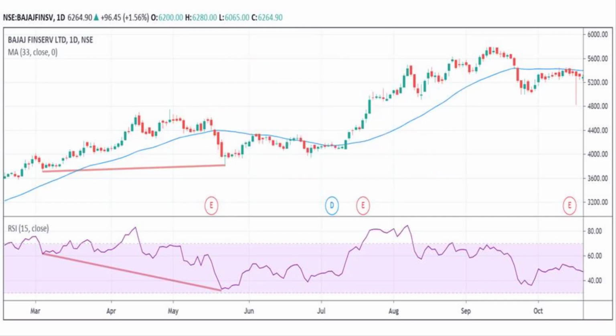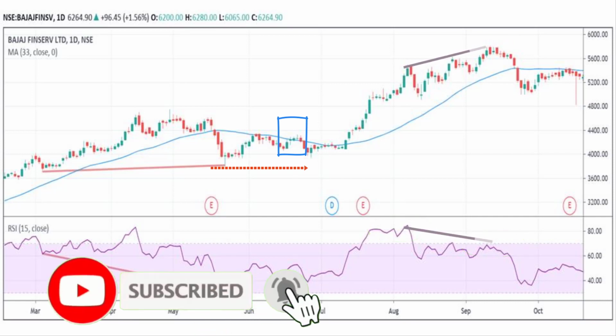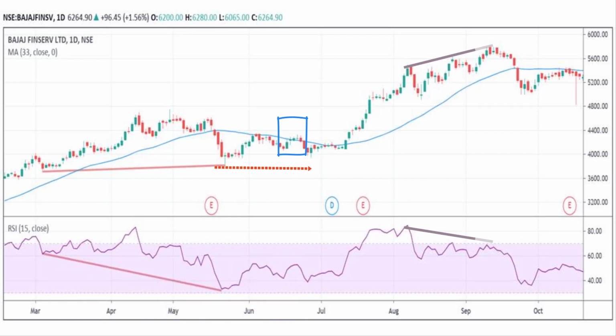So in this chart, we will not be entering here because the price didn't close above our moving average yet. But instead, we will buy here as the price did close above. The stop loss for this trade would be at this swing low. And the exit would be when the price creates a negative divergence at the 70 levels. And here, our negative divergence is at 5,600 area, where we would be exiting this trade.